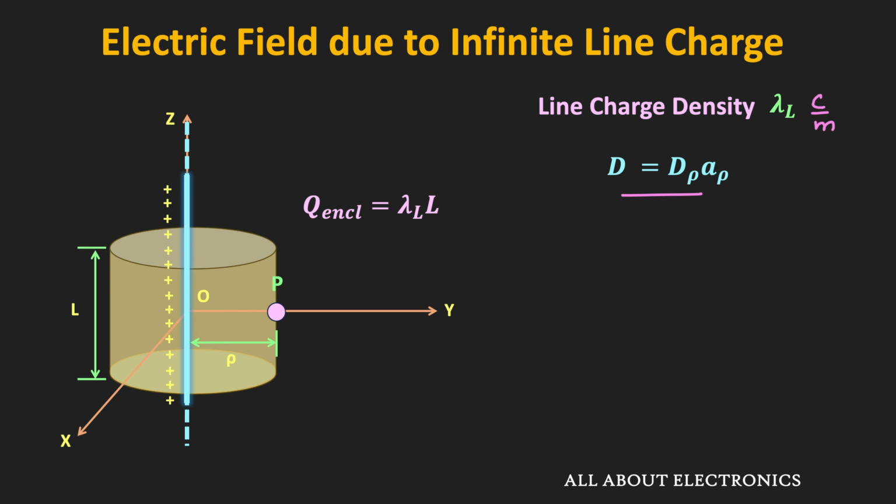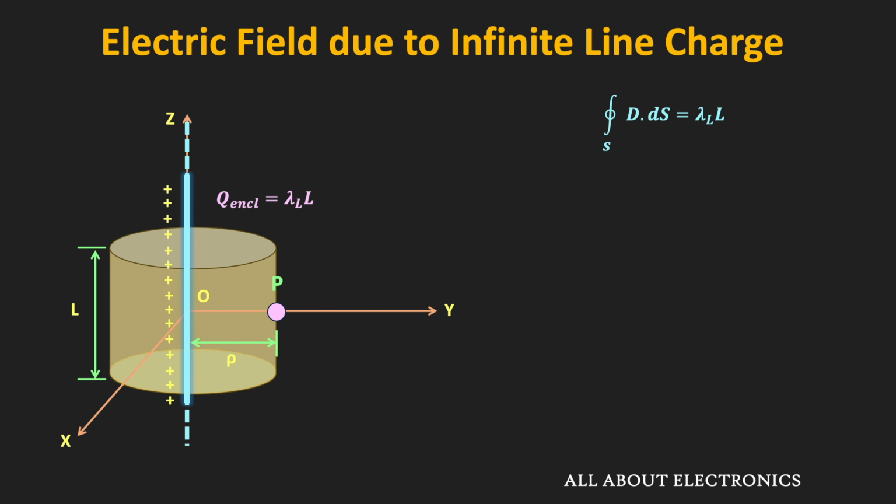So for this Gaussian surface, if we write the Gauss law, then we can say that the surface integration of D dot dS is equal to the total charge that is enclosed by the closed surface. And here, this Q enclosed is equal to lambda L times L. So here, for this integration, we have the three surfaces of the cylinder. One is the curved surface, and the other two surfaces are the top and the bottom lid of this cylinder.